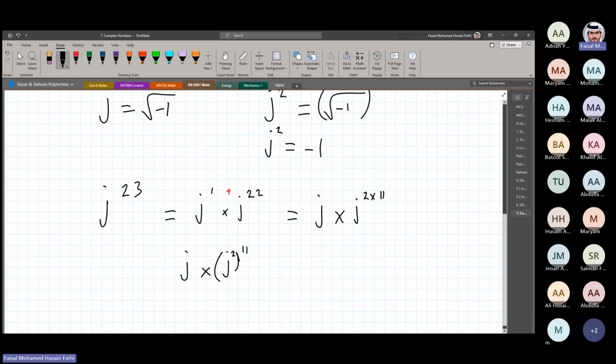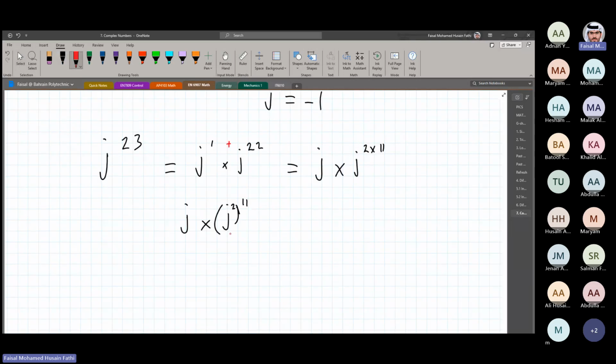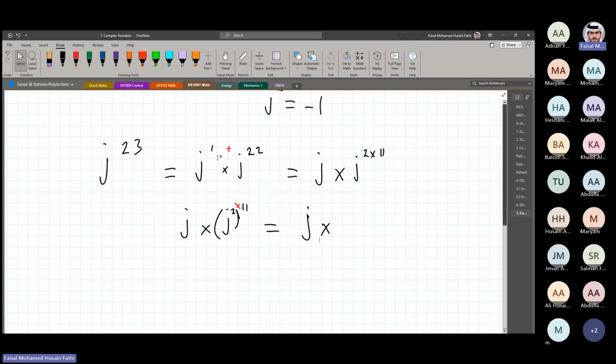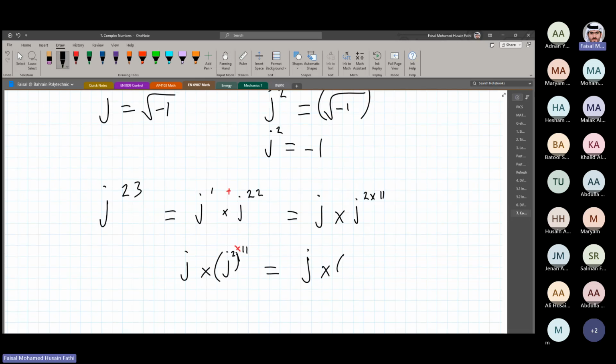صح ولا لا? And again, if you remember, we covered this topic before in exponentials. This means 2 times 11 when you have a power to the power. So 2 times 11 is written as J squared to the power of 11. Why do we do it in this way? Because now we can simplify and make it J times, what's J squared? We already know that J squared is equal to minus 1. So minus 1 to the power of 11.